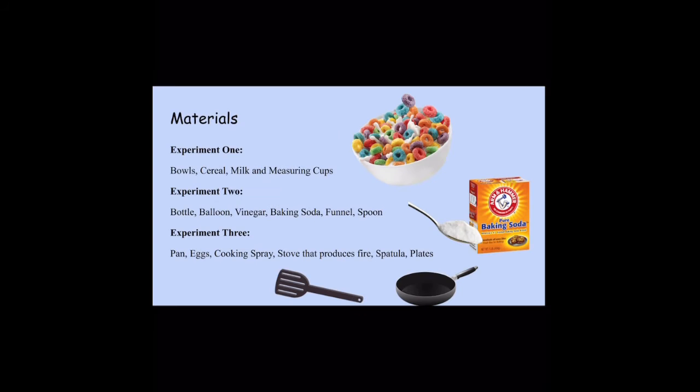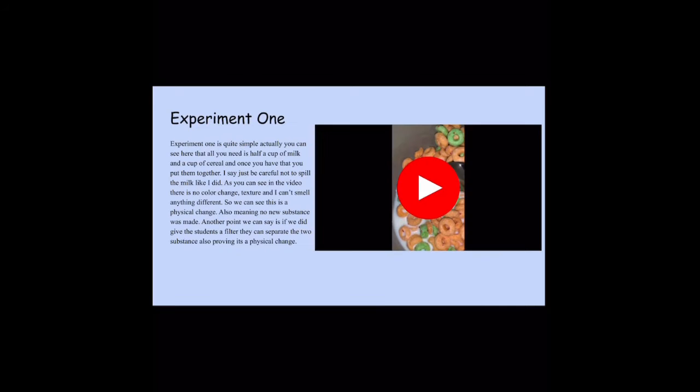Hi, my name is Leslie Gordo, and for this lesson plan, the amount of materials will vary depending on your class size. We'll be doing 3 experiments. In experiment 1, you will need bowls, cereal, milk, and measuring cups. For experiment 2, you will need empty water bottles, balloons, vinegar, baking soda, funnels, and spoons. For experiment 3, you will need a pan, eggs, cooking spray, stove, spatula, and plates.